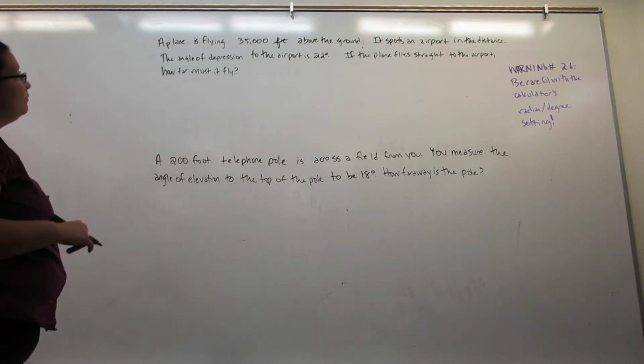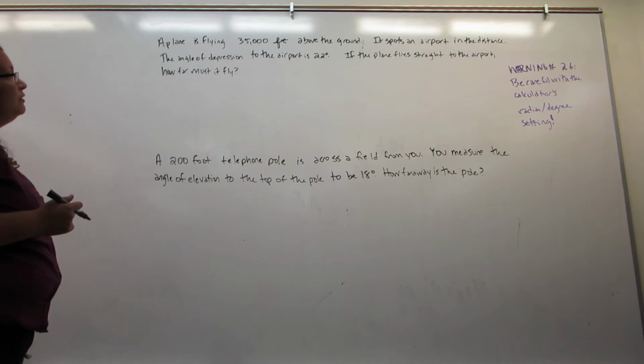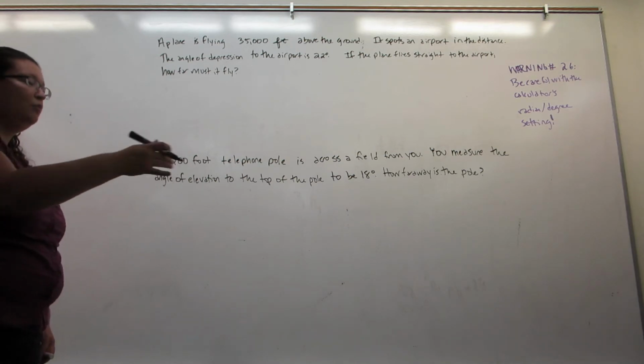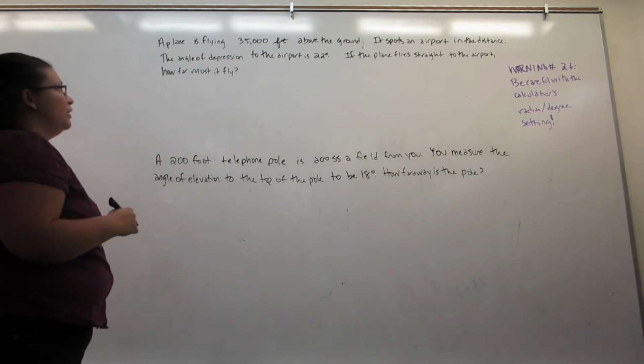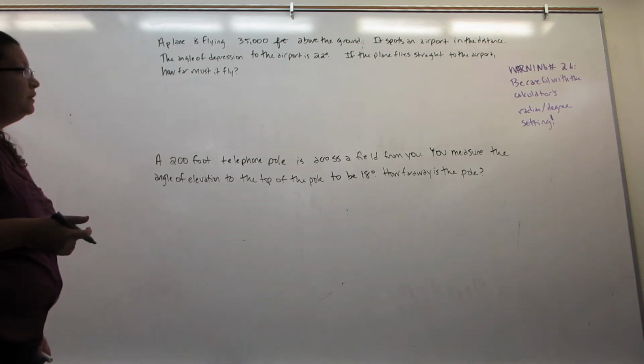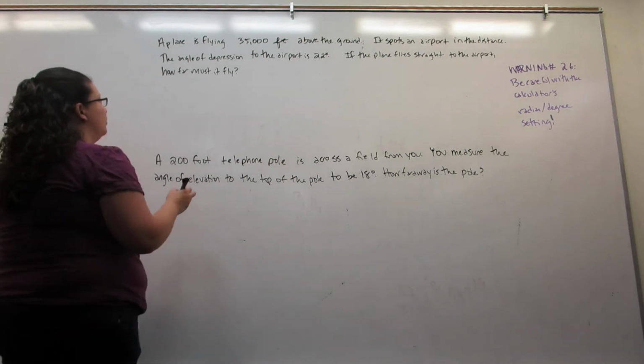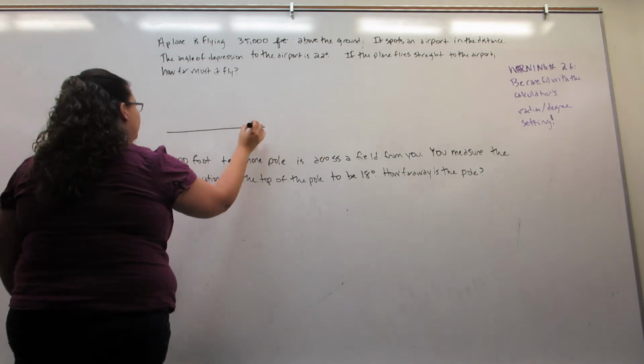Okay, we have a plane flying 35,000 feet above the ground. It spots an airport in the distance. The angle of depression to the airport is 22 degrees. If the plane flies straight to the airport, how far must it fly?